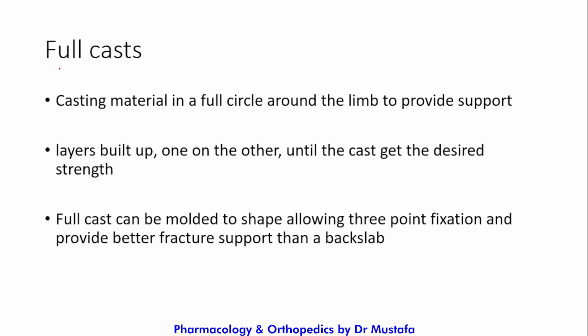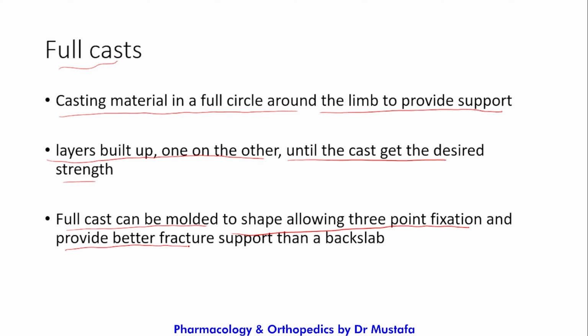The full cast, on the other hand, has the casting material in a full circle around the limb to provide support. The layers are built up one on another until the cast gets the desired strength. The full cast can be molded to shape, allowing a 3-point fixation and providing better fracture support than a back slab. So basically, if this is the bone, the full cast would be like that. It would provide a 3-point fixation to the fracture.